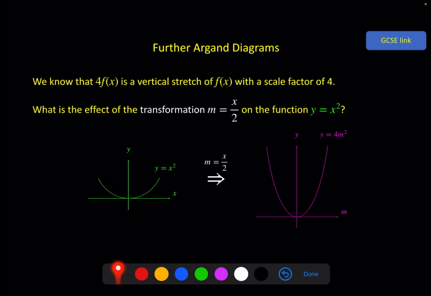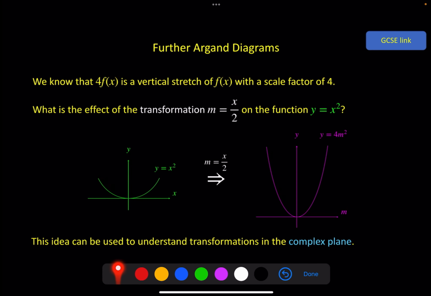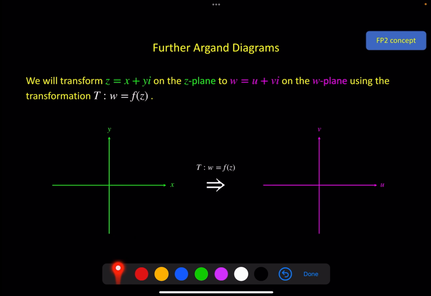So this sort of idea is going to help us understand transformations in the complex plane, because we're going to go from an xy plane, the z plane, into a uv plane, which is going to be called the w plane. And we're going to use the transformation T, where T is given as an equation, w is equal to some function of z. So this is telling you how the w complex number relates to the z complex number so that we can transform from one plane to the other.